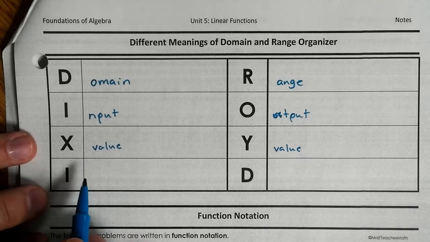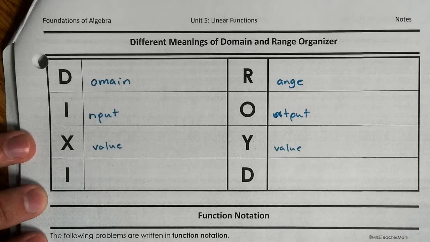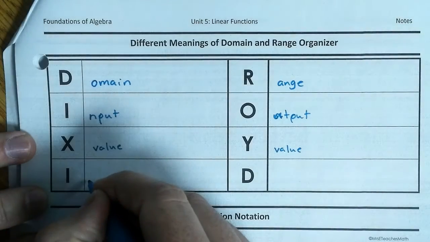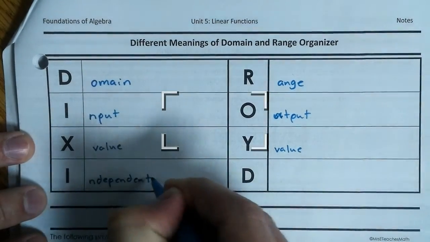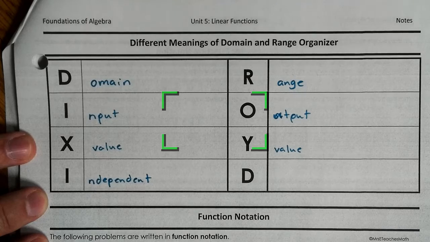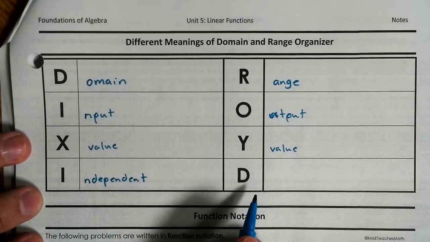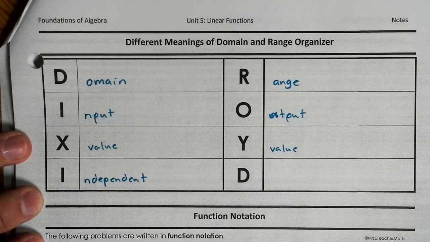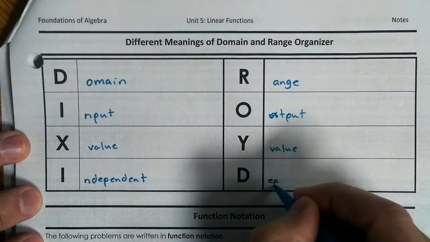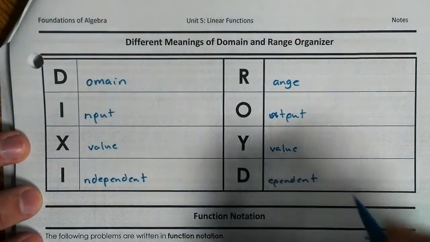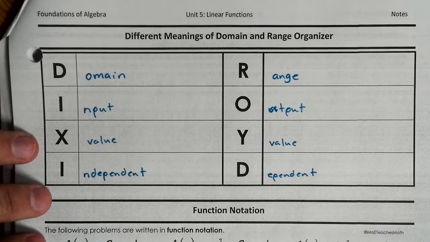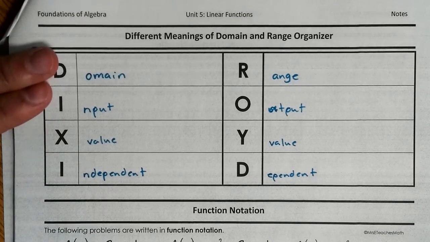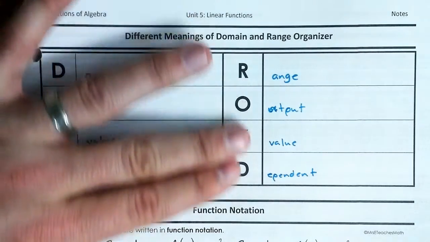Yeah, input. The last two right here, so the X, the domain, the input, the X value is also called your independent variable. The Y, your range, your output, your Y value is called your dependent variable, right? It depends on something else. Essentially, it's going to be your X. All of these mean your X. All of these mean your Y.